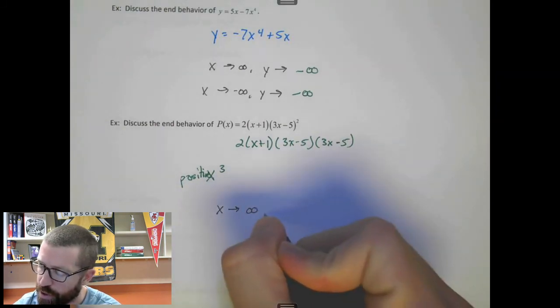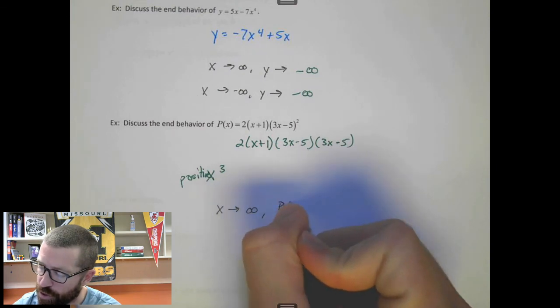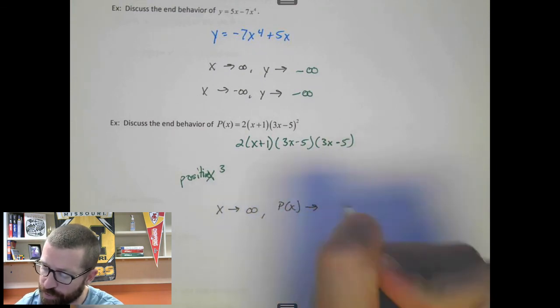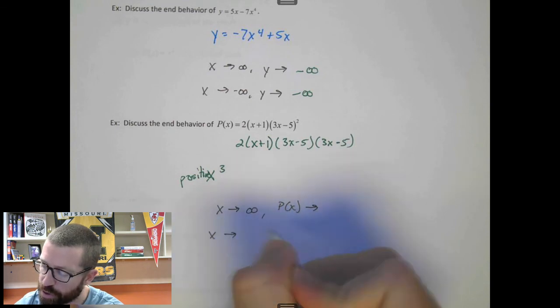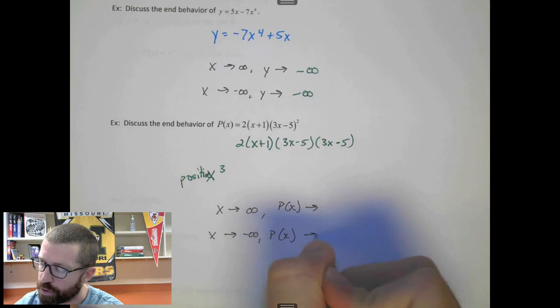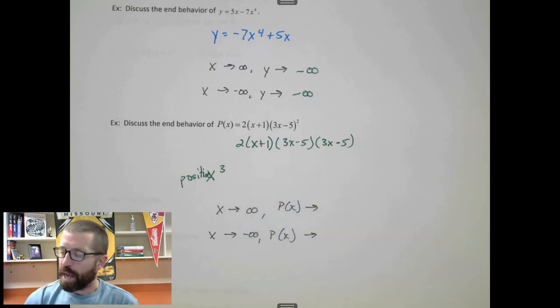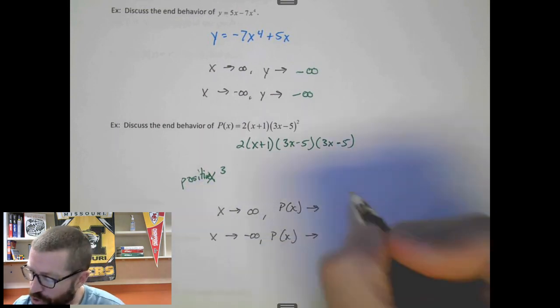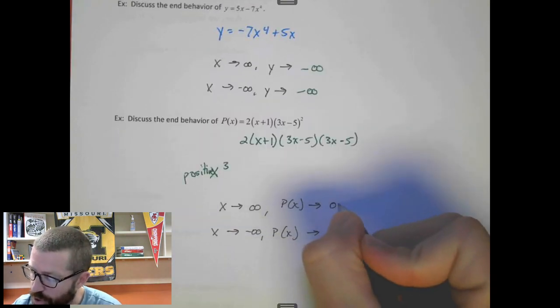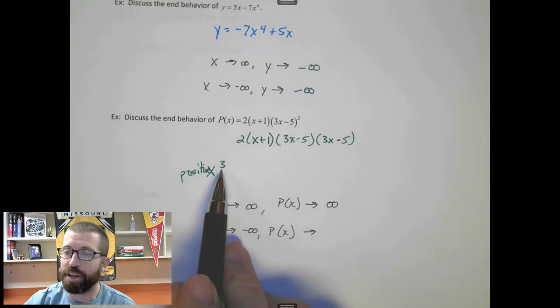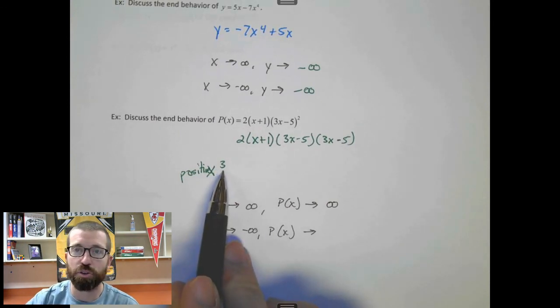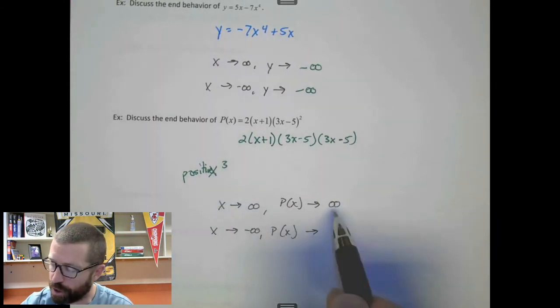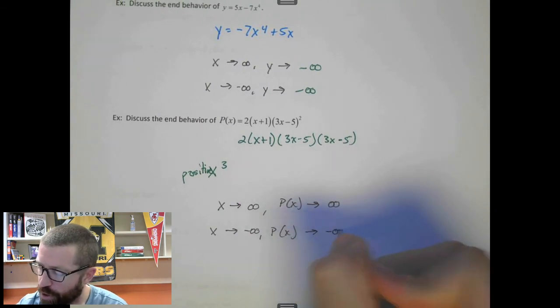So on the right, I'm going to use p of x because that's what the polynomial is. And on the left, okay, so what happens on the right, this is positive x cubed. And so this is going to be positive infinity. And then it's an odd degree, which means it's going to do the opposite. So when it's up here, that means it's going to go down here.